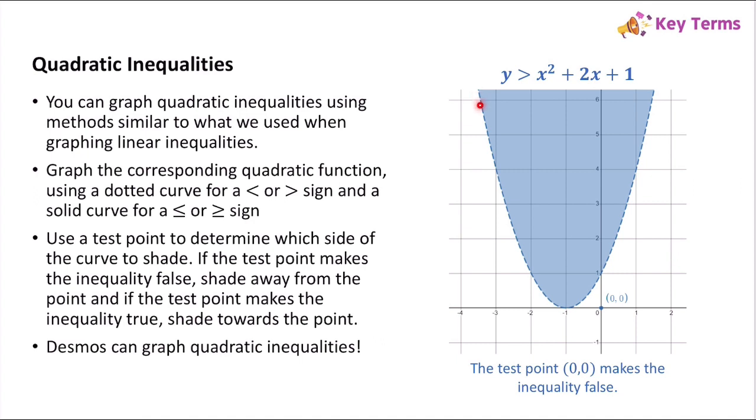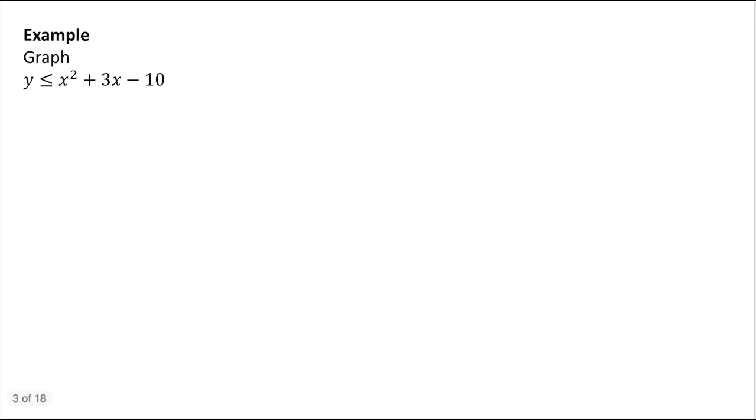So you can see we have a dotted line representing the curve, which is y equals x squared plus 2x plus 1. If you plug in the test point 0, 0, you'll notice that it makes this inequality false. So that's why we've shaded the part that is away from 0, 0. So let's look at the graph of this inequality.